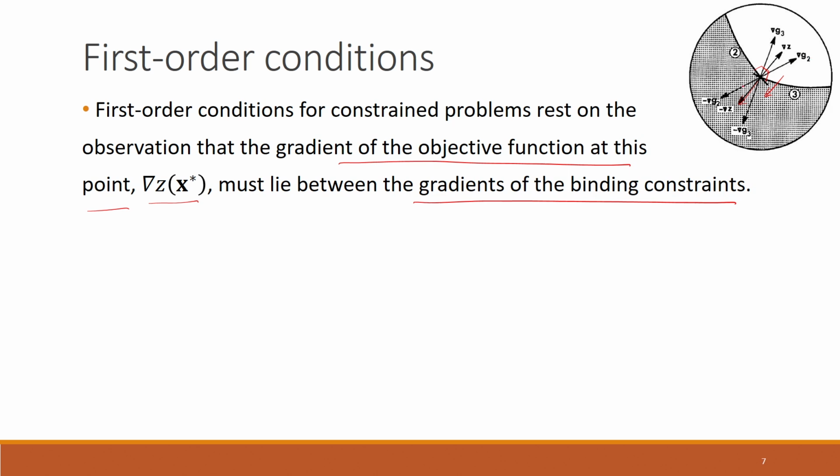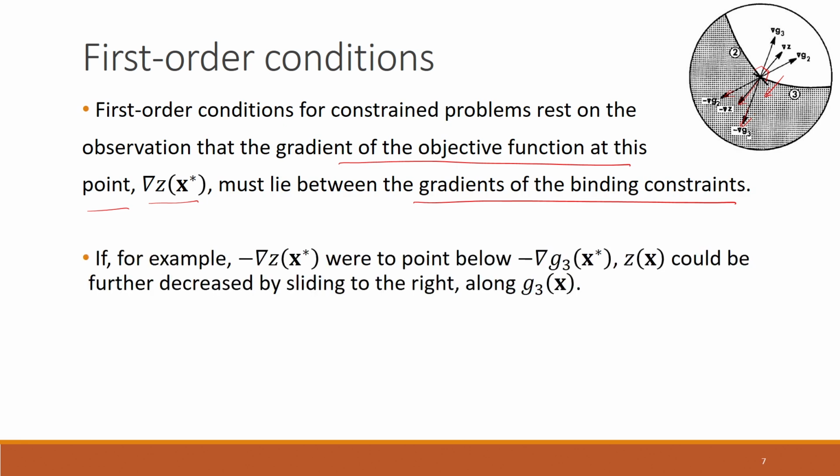Similarly, for gradient g2 we are drawing minus of gradient g2 which is in this direction, and similarly minus of gradient g3 which is in this direction here. So the important observation here is that the gradient of this objective function must lie between the gradients of the binding constraints, that is this grad z is lying between grad g3 and grad g2. Or if we look at the opposite directions, then it means that minus grad z is lying between minus gradient of g2 and minus of gradient of g3.